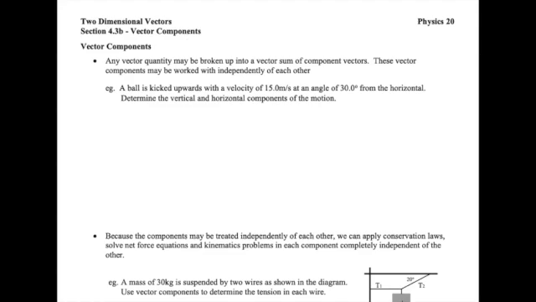So if you look at this first one here, we have a ball that's being kicked upwards with a velocity of 15 meters per second at an angle of 30 degrees from the horizontal. And what we're going to do is split that up into two components, one vertical and one horizontal. So the actual path of the ball is going to go along something like this. It'll be 30 degrees from the horizontal. So this will be a 15 meter per second vector, and that's the actual path that the ball is going.